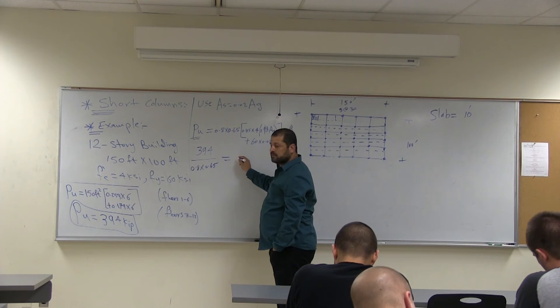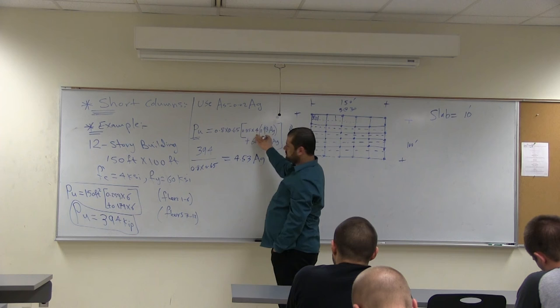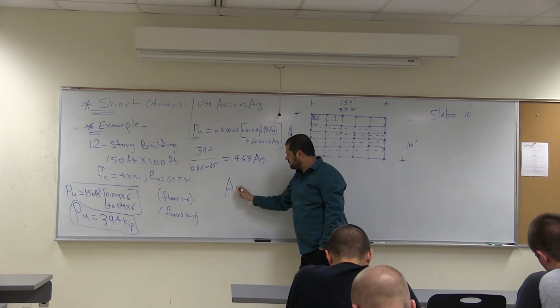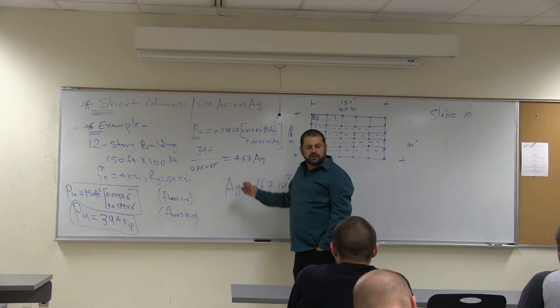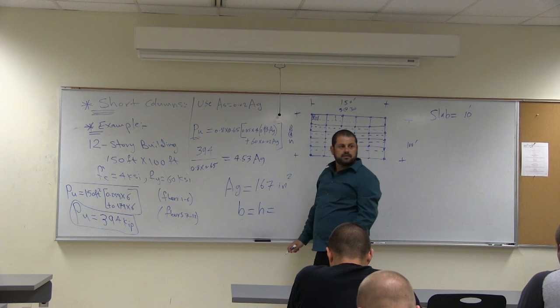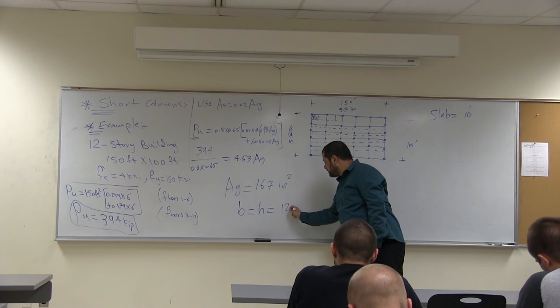So now, what's Ag, guys? 167 inch square. Take the square root of that. B equals H equals how much? 12.9. 12.9 inch. That's what you have.